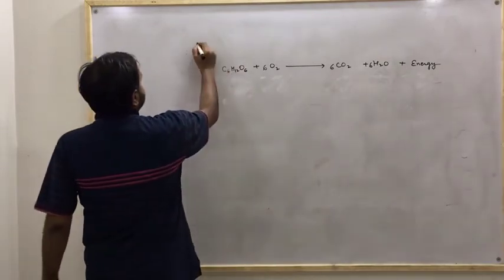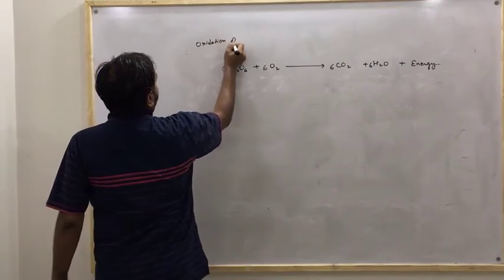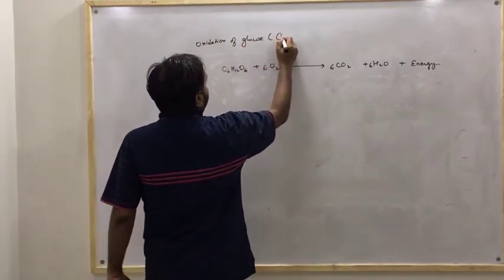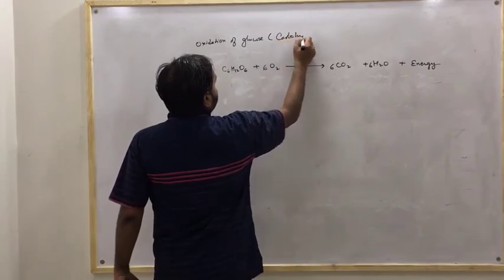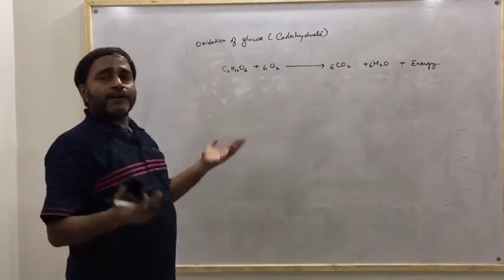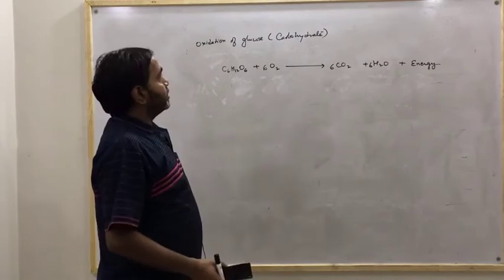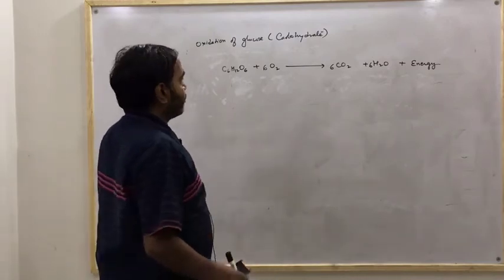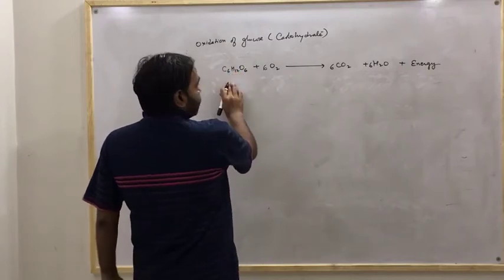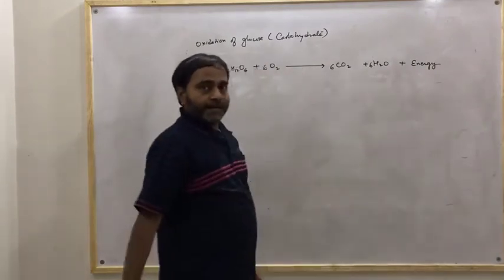So this is the oxidation of glucose, or you can say carbohydrate, because nearly all carbohydrates have glucose as their constituent in their monomeric form. That is the fact. That's why I have written C6H12O6. This is the glucose molecule and the oxidation is taking place. So energy is getting obtained.